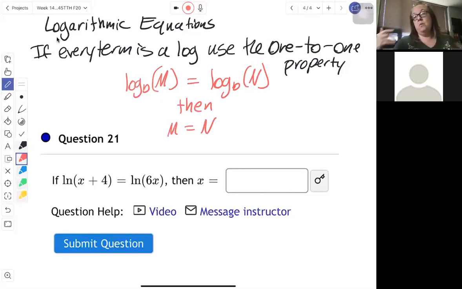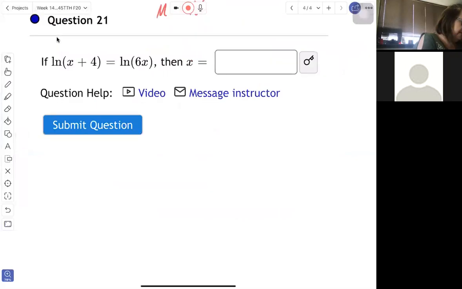If there's more than one log on each side, we will have to condense like we did in the previous section. We'll have to do that condensing with the properties. This one doesn't have that. This one's just got one log on each side. So we're in perfect form for this question, but I will do one for the next example where we do need to condense it, just so you can see that.